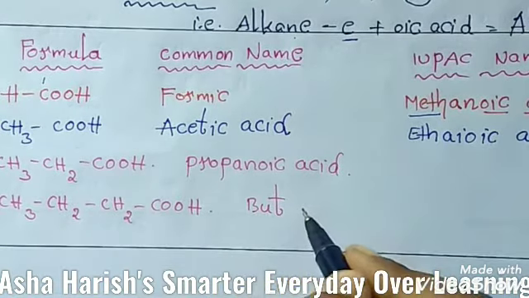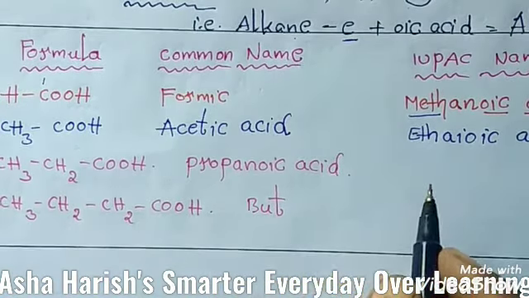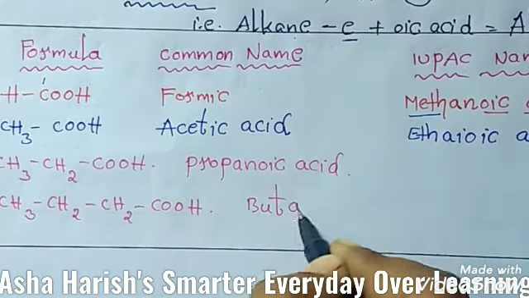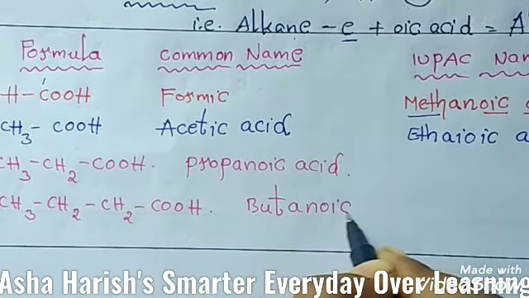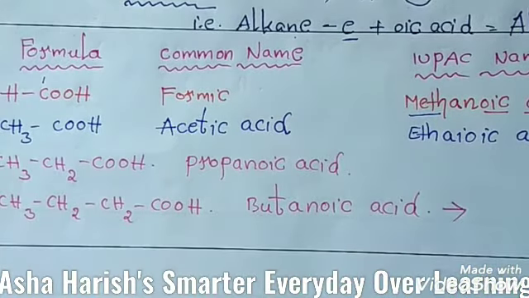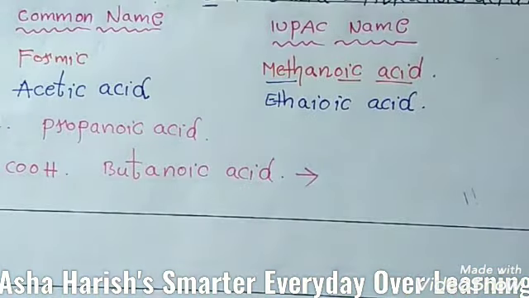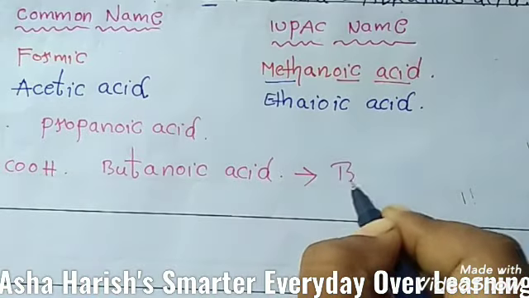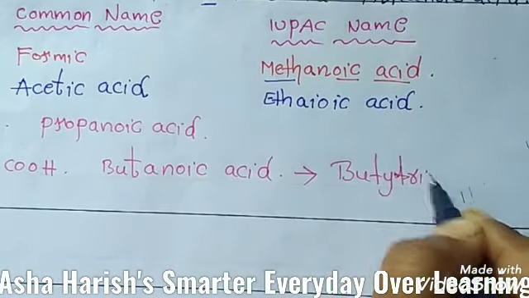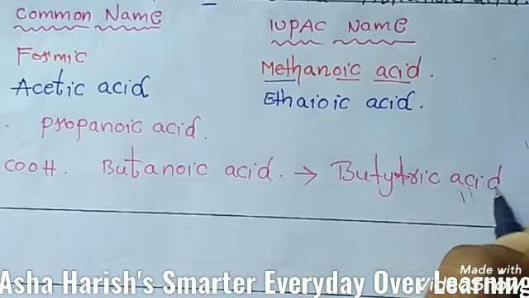So butane, if you remove that suffix, you should add the suffix of this carboxylic acid, that is butanoic acid. Butanoic acid is the IUPAC name for this, and the common name, I'm going to write here, the common name is butyric acid. This is the common name.